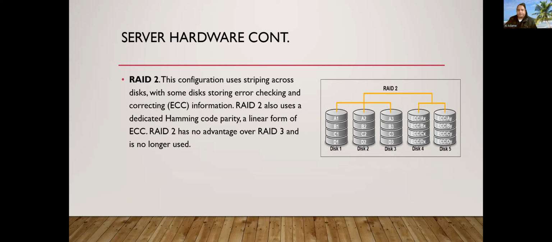What winds up happening is that some of these disks store error checking, which would be the ones at the end, as you can see, ECC, error checking and correcting. RAID 2 also uses a dedicated Hamming code, partially a linear form of ECC.